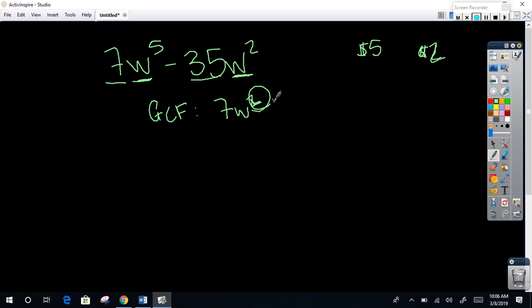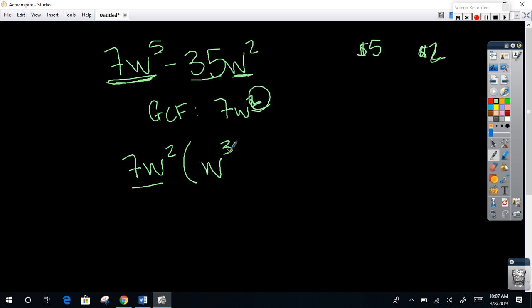Okay? Now, let's factor it out, because naming the GCF is different than actually factoring it out, right? So we put the GCF on the outside, and tell me what's left in here. What would you multiply this by to get 7W to the 5th? W to the what, Taylor? Keep going. It's got 5. You took 2. What's left? 3.